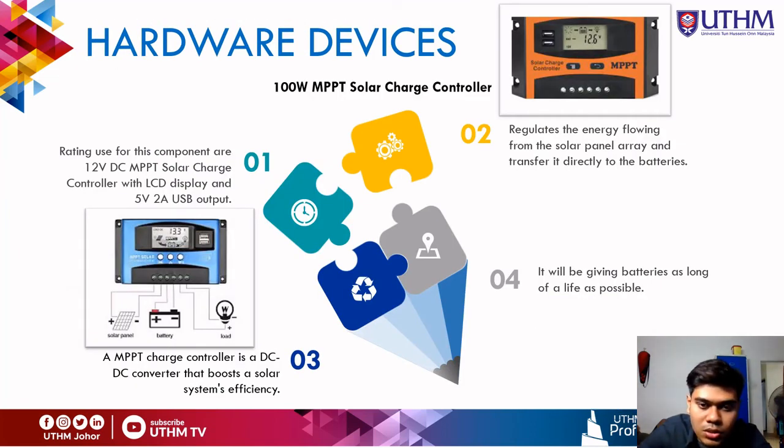So this is the solar charge controller that I chose for my research, which is a 100 watt MPPT solar charge controller. First and foremost, the rating for this component is a 12 volt DC MPPT solar charge controller with LCD display and 5 volt 2 ampere USB output. The second one is it regulates the energy flowing from the solar panel array and transfers it directly to the batteries. The third one is the MPPT charge controller is a DC-DC converter that boosts solar system efficiency. The fourth is it gives batteries as long a life as possible.